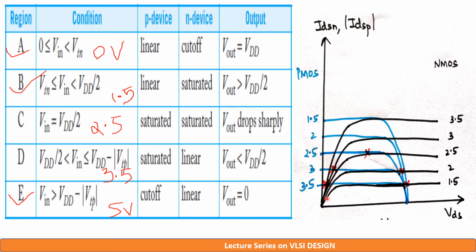If you remember the characteristics of N or P, initially current increases for applied VDS, that is termed as linear region. Later the current remains constant, and this is termed as saturation region. So if the intersection point is a flat line, then we term it as saturation. If it has a linearly increasing curve, it is linear region. If you consider 2.5, this is the intersection point of both N and P.